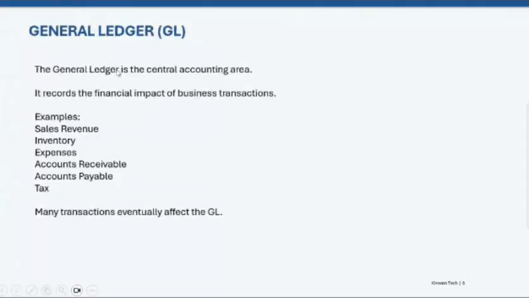The general ledger is the central accounting area in an ERP system. It usually records the financial impact of a business transaction. For example, when you make a sale: revenue, inventory, expenses, account payable, account receivables, and taxes. So these usually act as the central accounting area of an ERP system. Many transactions eventually affect the general ledger. So this acts as the engine of any transaction in an ERP system.